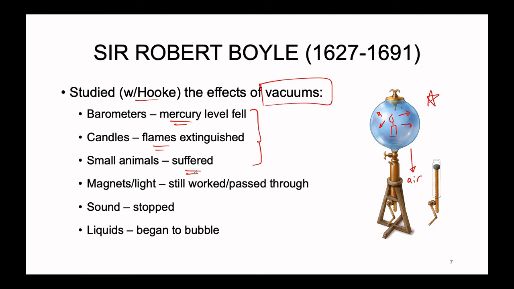All right, the next things that we can talk about also are kind of in the same vein. If you're removing air, wouldn't light not be able to move through the vacuum? Turns out that magnets and lights worked just fine. However, all sound ceased. So if you put a metronome or some type of sound-making device inside of the chamber and pump all the air out, we can't hear the sound anymore. And then last but not least, liquids when placed inside began to bubble and they would disappear.